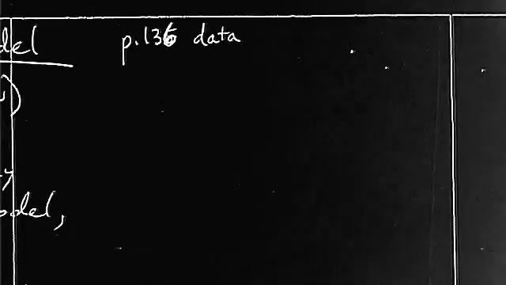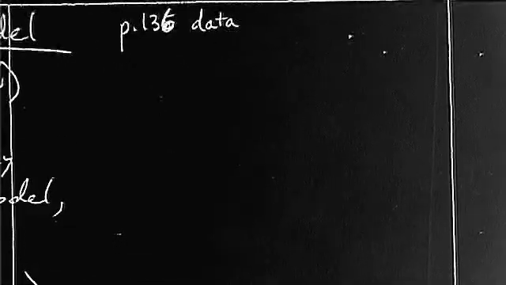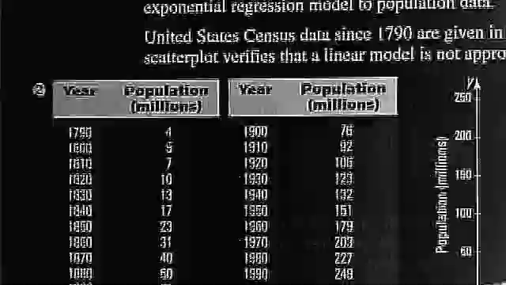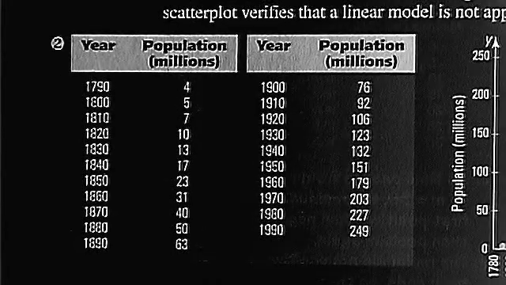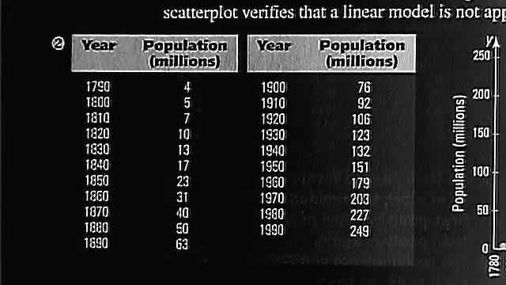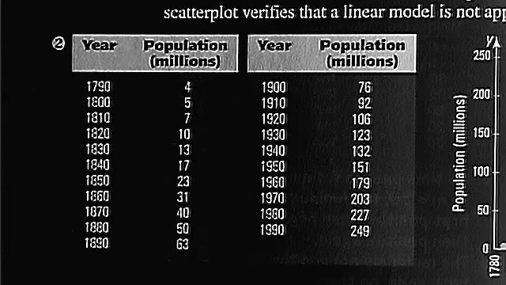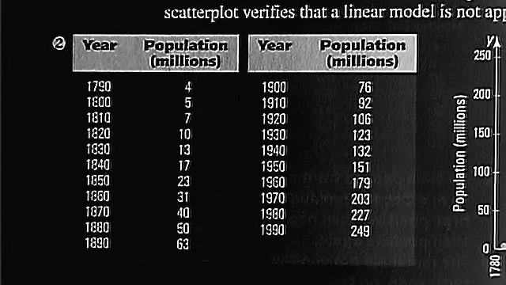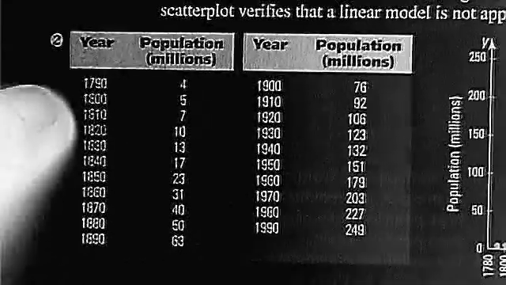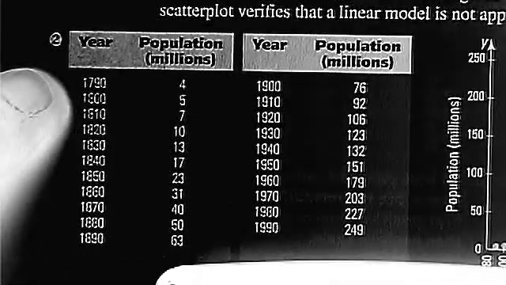So let's see here. We want to jump to the data on page 136. Let me back up here. You'll see that in the book. So for instance, here's the table if you want to enter that, there's the information. Now I'm going to use, let's see here, what should we use? I'm probably going to use years after 1700.